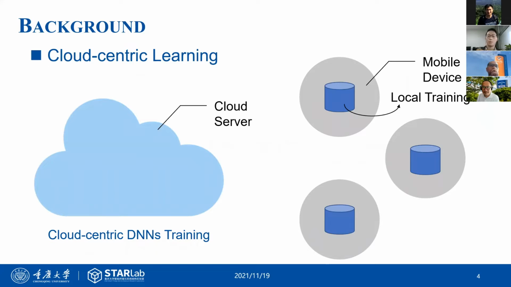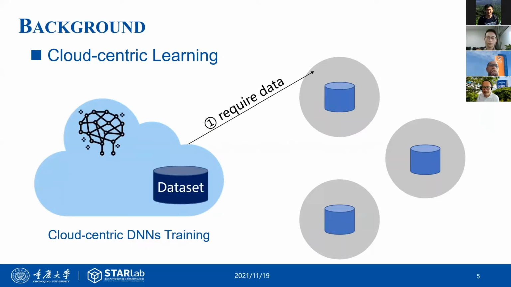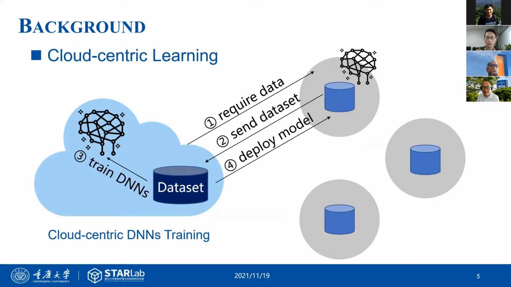Before we go into more detail about federated learning, I would like to show you a traditional framework first. This is a cloud-centric DNN training framework. It includes a cloud server and some mobile devices, and each mobile device, also called a client, maintains a local training dataset. So the workflow of the cloud-centric training framework is: first, the cloud sends a data request to all clients, and the clients then send the local data to the server, and the server collects this data to make a training dataset. Next, the server trains a neural model based on the collected data, and then deploys the model to all clients.